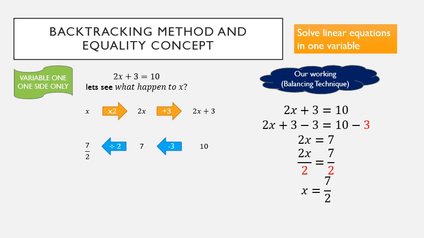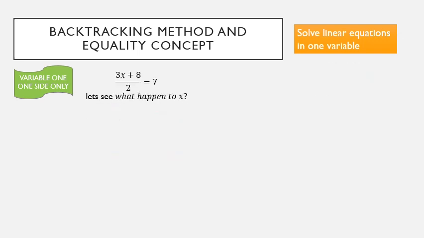Okay, next. Sebab kita nak x sahaja. So, 2x ni maksudnya 2 darab x. So, nak hilangkan darab kena bahagi. So, 2x bahagi 2. Yang ni pun 7 bahagi 2. So, dapatlah x sama dengan 7/2. Okay, jelas? Okay, next. So, 3x tambah 8 bahagi 2 sama dengan 7.